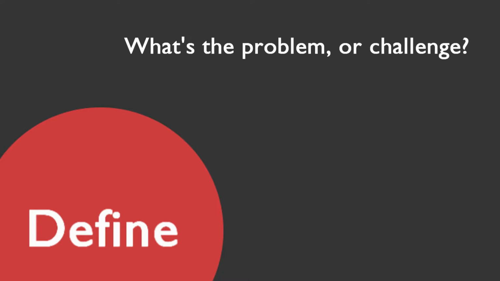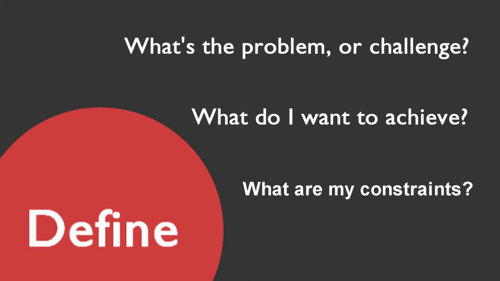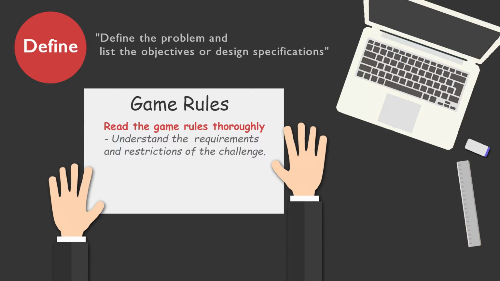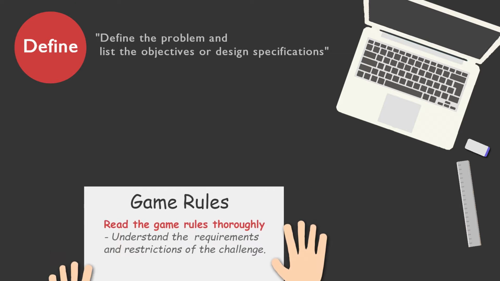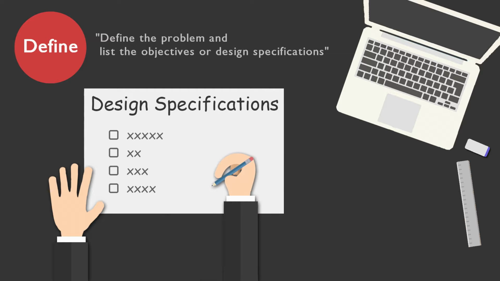We start by asking, what's the problem or challenge? What do I want to achieve? And also, what are my constraints? If you are participating in a robot competition, you have to first read through the game rules thoroughly, and understand the requirements and restrictions of the challenge. After that, make a list of objectives, or design specifications, and sort them in order of importance.